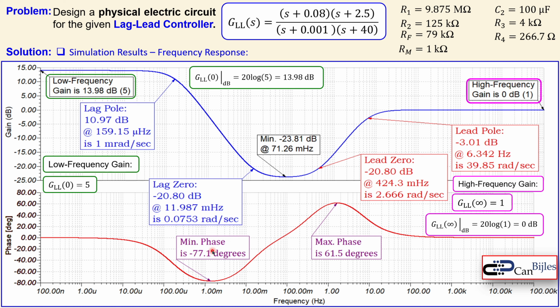Alright guys, this is our active realization of the lag lead controller transfer function using this circuit. And we have seen that the circuit using the 3 stages, the lag and the gain stage and also the lead controller together in cascaded format will produce this transfer function.